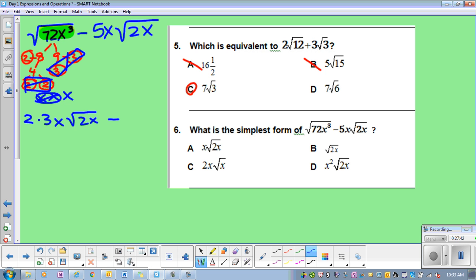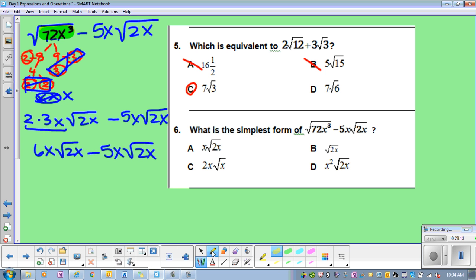Minus, well, there's nothing to simplify for the second one, so just bring it down. 5x root 2x. Yes? Okay. But over here, you have to multiply them. What's 2 times 3x? 6x root 2x minus 5x root 2x. Let's just copy the problem over. Are we okay?